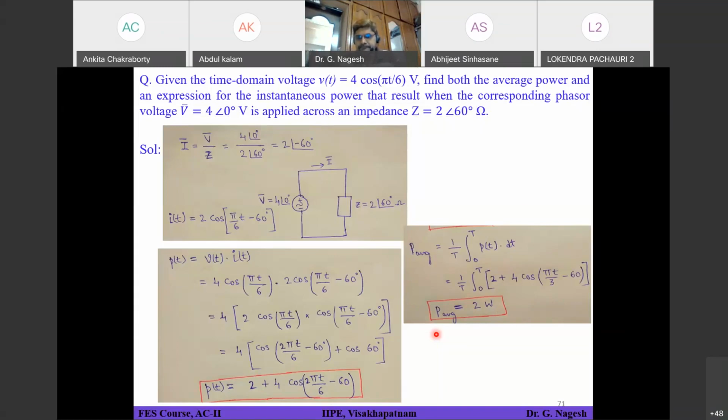In the last expression, we concluded that average power is Vm Im by 2 into cos of theta minus phi. If you substitute those values here, you will get the same thing. Vm is 4, Im is 2, divided by 2 into cos of theta minus phi. Theta is 0 minus of minus 60, so it becomes plus 60. If you do that also, you will get 2 watts straight away. But this is the actual process to arrive at that.